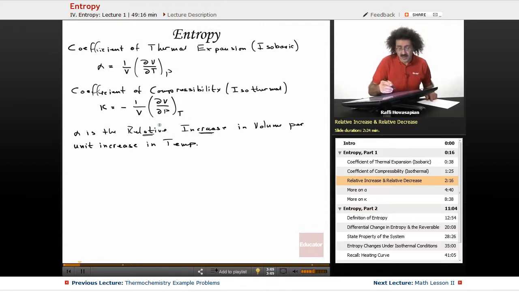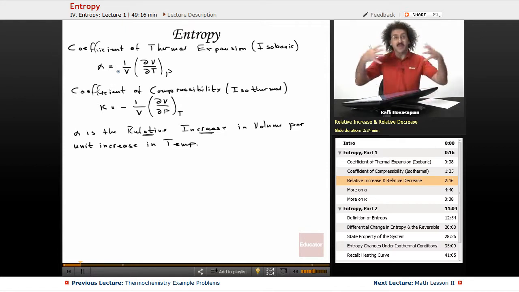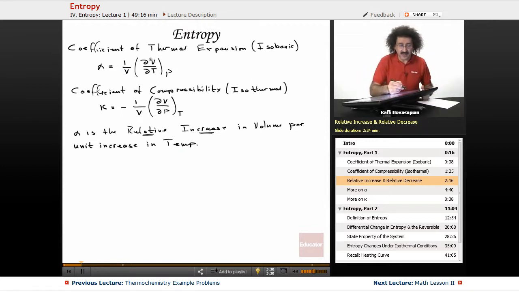This relative part, I'll discuss it a little bit more in a second, but just real quickly, relative means I'm dividing it by the initial volume that I started off with. I know that if I heat something up, in general, when I heat something up, it expands. When I cool it down, it contracts. That's all this is. This dV dT, if I keep the pressure constant, it's just the rate of change of volume with respect to temperature. So it's the relative increase in volume per unit increase in temperature.